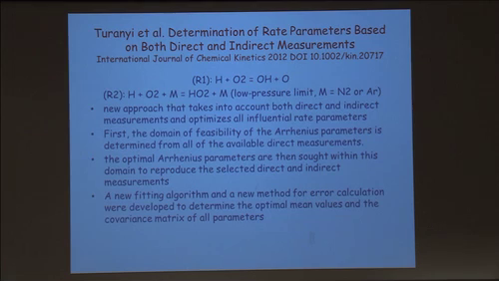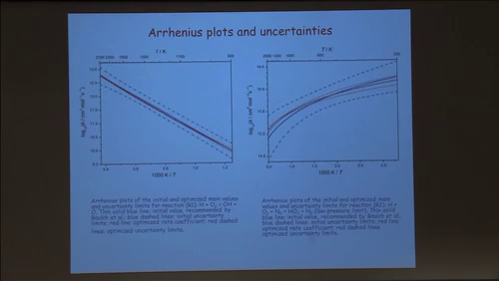So he's using both the directly measured elementary rate data, but also the data that comes from these indirect measurements, which are very sensitive to these two reactions. A new fitting algorithm and a new method for error calculation is developed to determine the optimal mean values and the covariance matrix for all the parameters. So this is what it means.